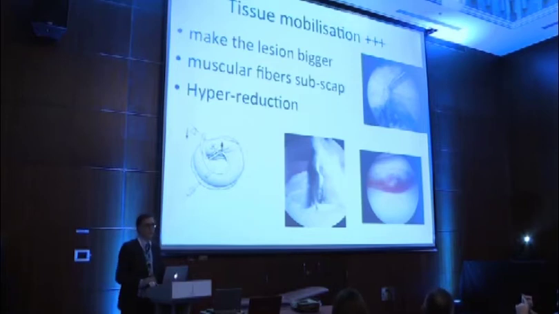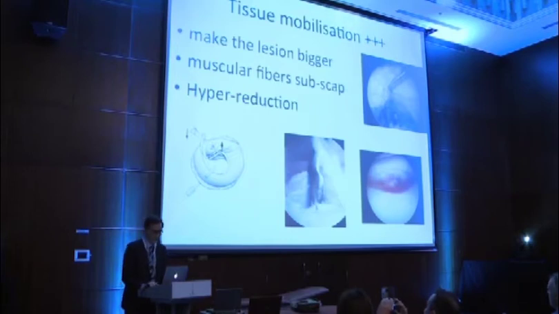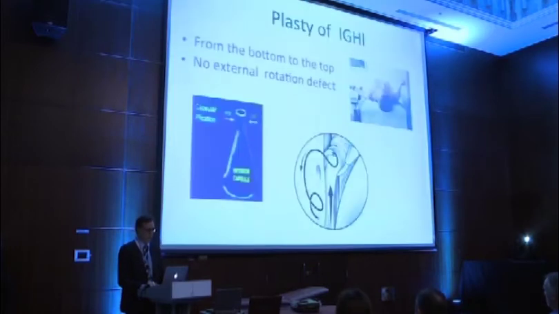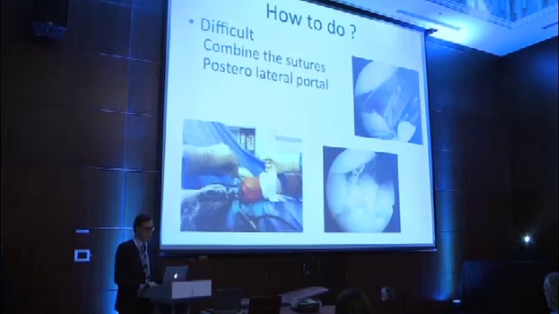So how do we do it? We make beautiful surgery with tissue mobilization. We prepare the tissue, and we prepare the bone as well, in order to have good healing. When you finish your preparation, you can see here that of course it will heal perfectly because you see some blood here. We take care to prepare the bone in order to have a good healing. We also do a plasty of the inferior glenohumeral ligament in order to correct the distension of the inferior capsule. This technique is possible because with the new tools and the new portals, also a posterior portal like this, we can combine the sutures to make the capsulography exactly as it was possible with open surgery.